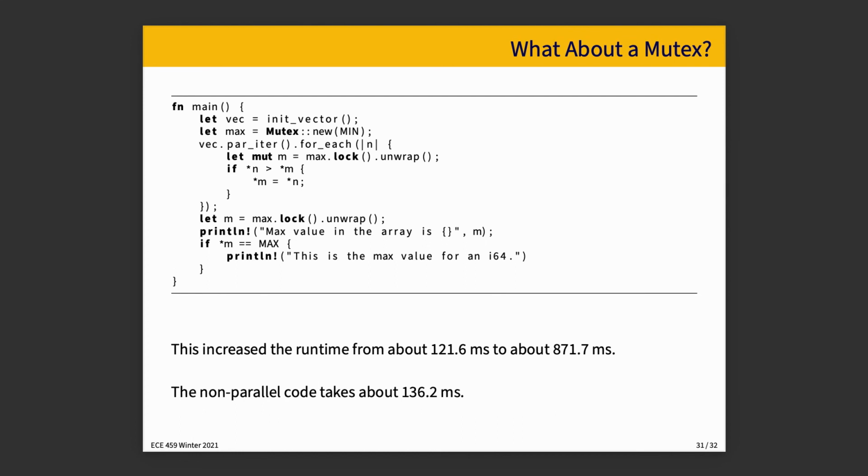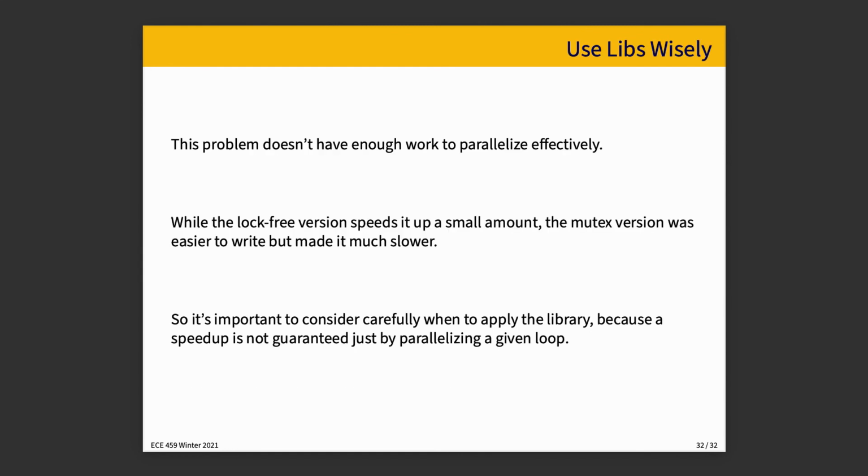For comparison, that is dramatically worse than the non-parallel code. It is obvious that this problem really doesn't have enough work to parallelize effectively. The lock-free version speeds it up a small amount, but the mutex version was a little bit easier to write, and it's therefore something you might do, but it makes your code slower. So it's important to consider carefully when you want to apply a library, if you want to apply it at all, because we have to acknowledge the fact that it actually might make things worse if the place that we're applying it doesn't have enough work to do.